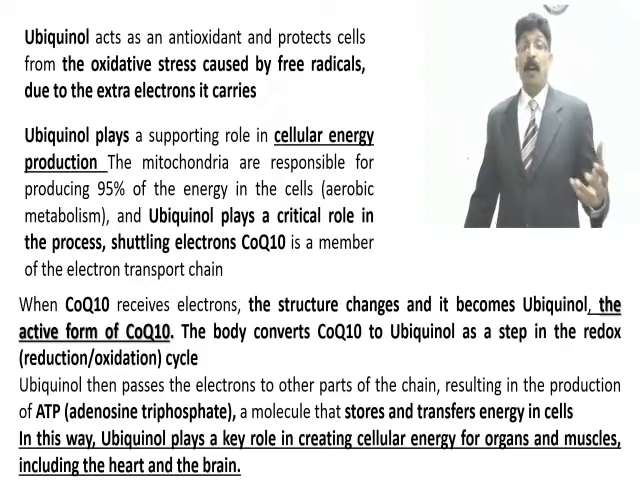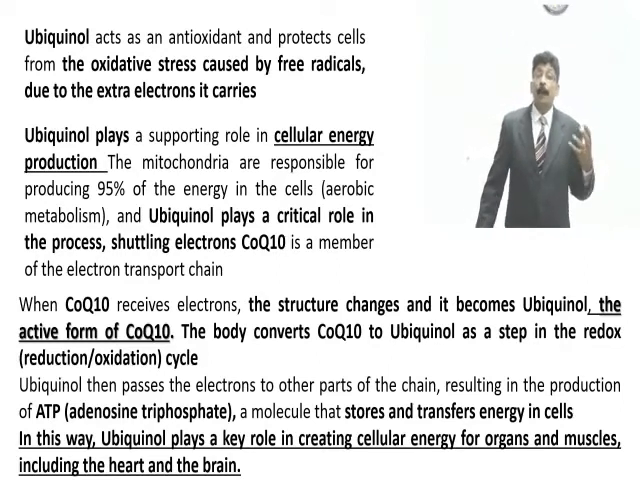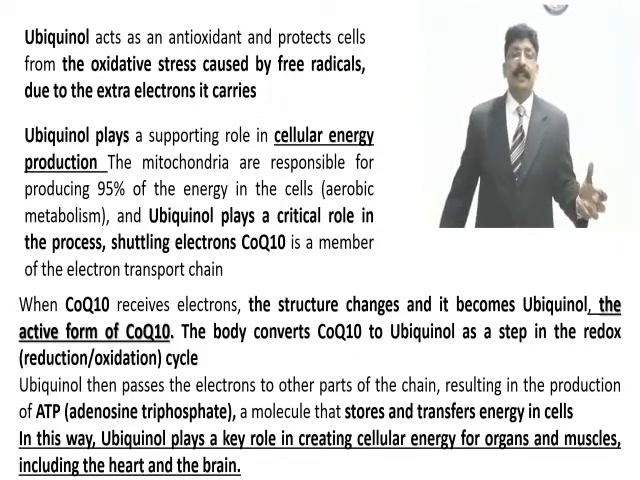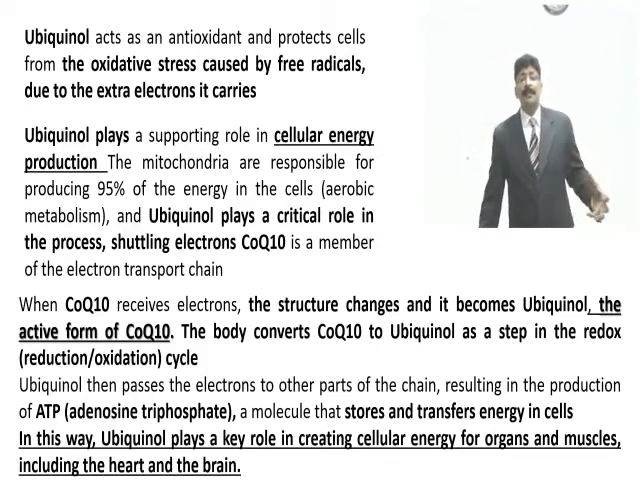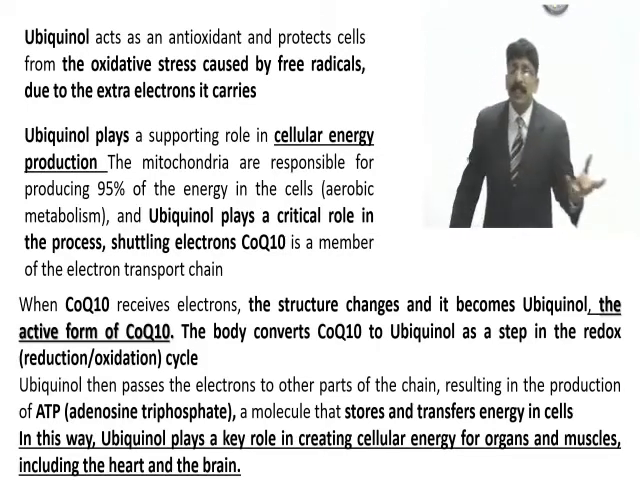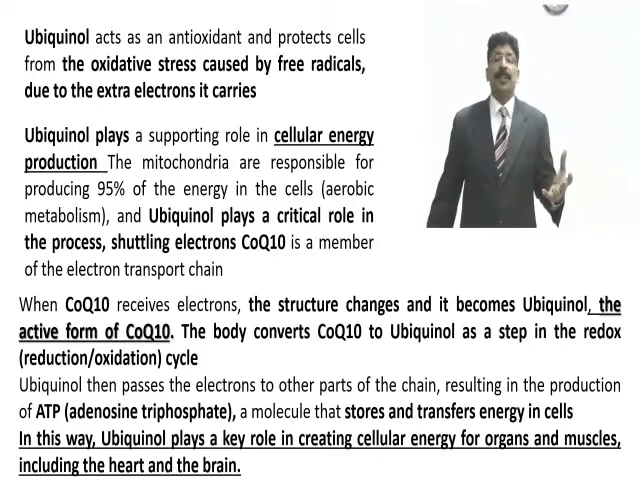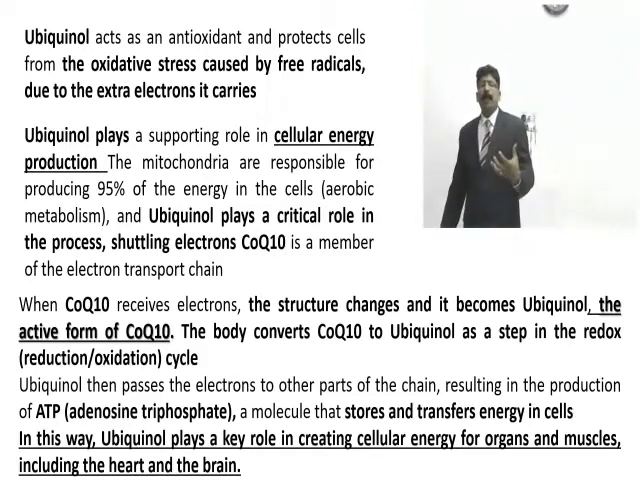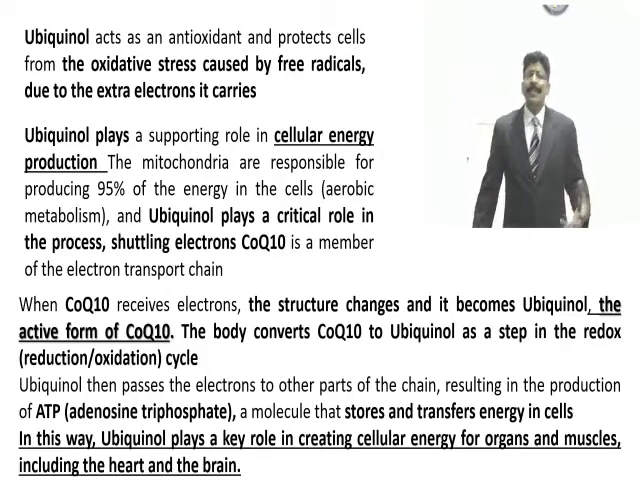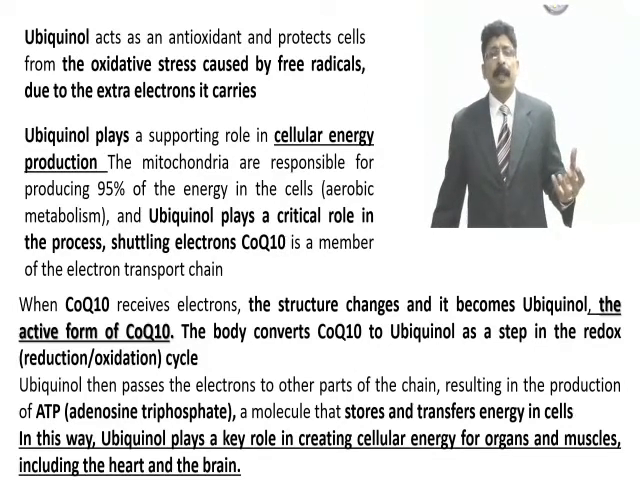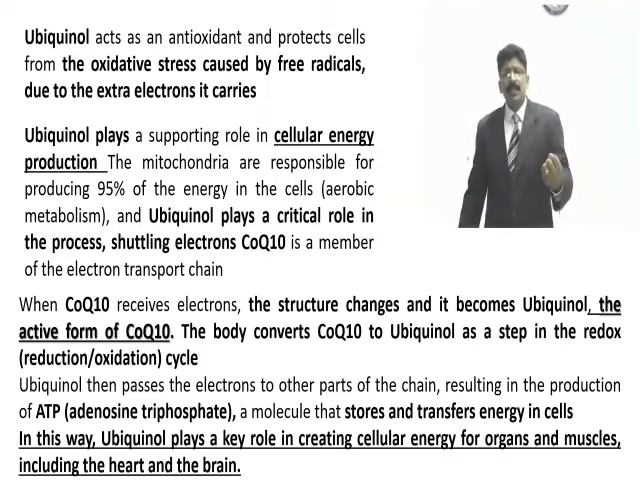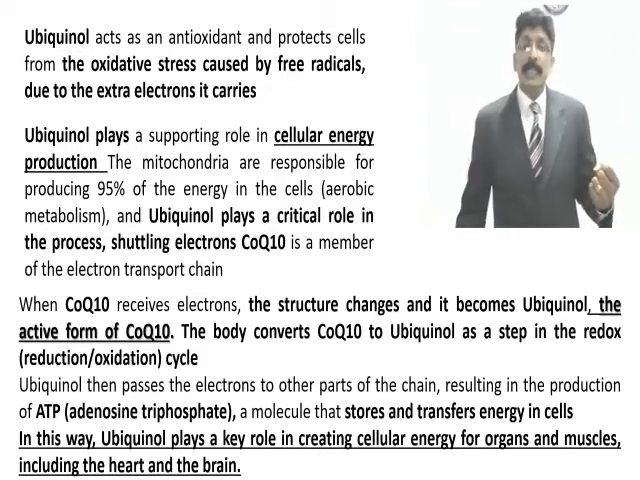The body converts coenzyme Q10 to ubiquinol as a step in the redox (reduction-oxidation) cycle. The ubiquinol then passes the electrons to other parts of the chain, resulting in the production of ATP, adenosine triphosphate, a molecule that stores and transfers energy in the cell. In this way, ubiquinol plays a key role in creating cellular energy for organs and muscles, including the heart and the brain.